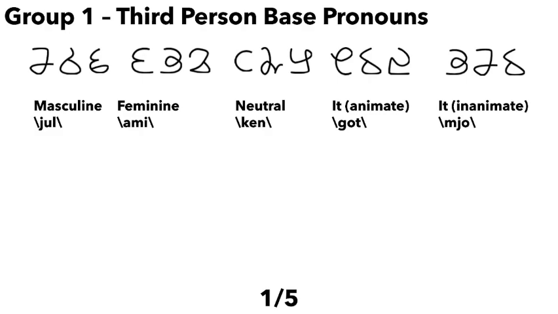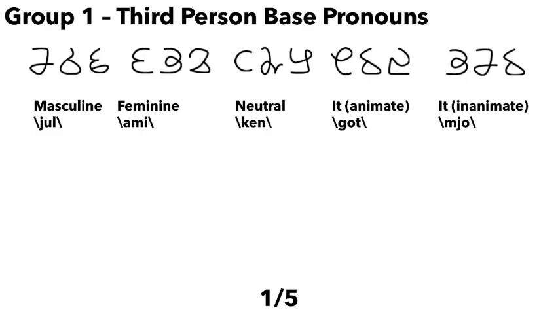So he or him, there's no different words for that in this language. So that is yul. She or her, that is ami. And then they, them, this is singular. The singular they, them is ken, like the name.